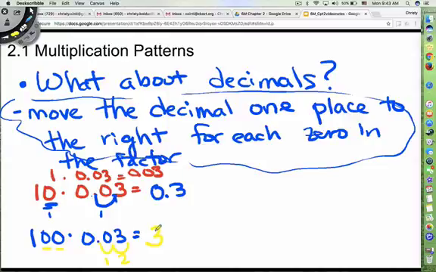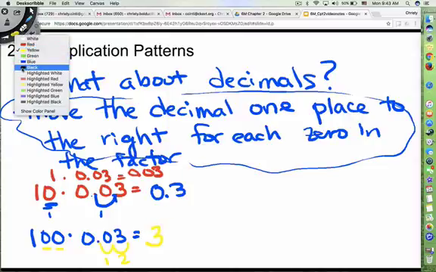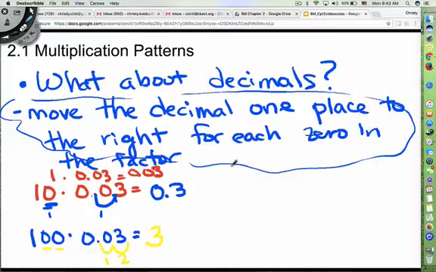What if we have something like this? Let's try a couple of other ideas here. Let's say we have 100 times 0.005, 5 thousandths. 2 zeros here, so we move it 2 places, so we have 0.5. Always put that 0 in front of the decimal just to keep the visual sanity of all of us. Let's try another one.